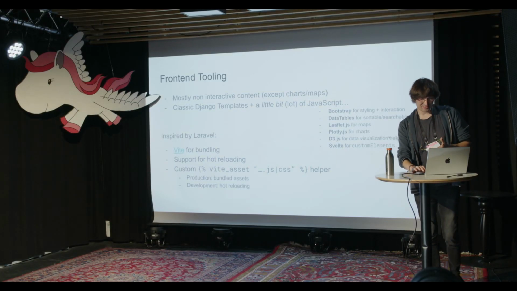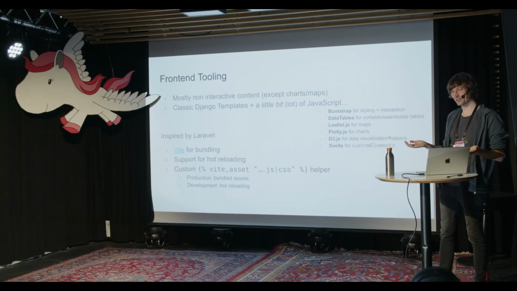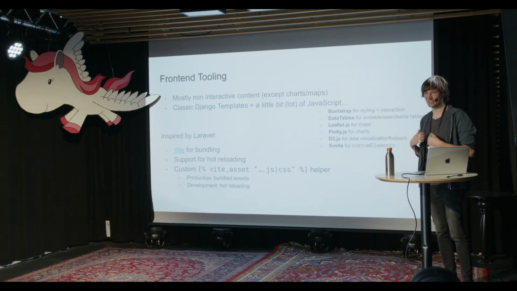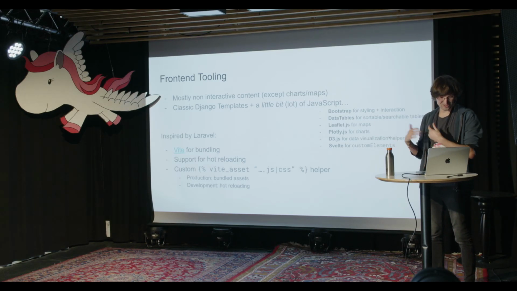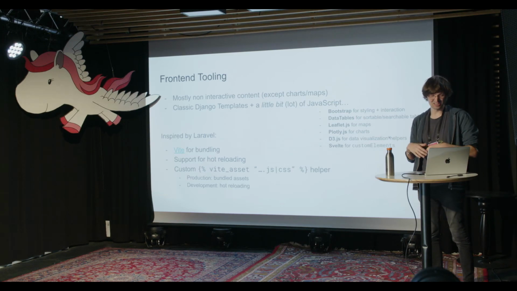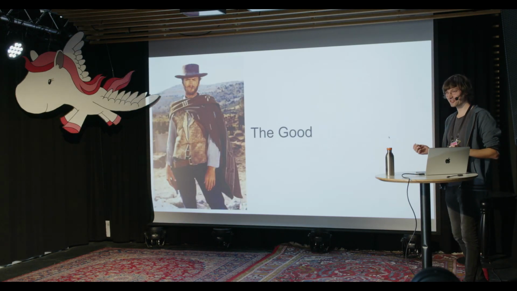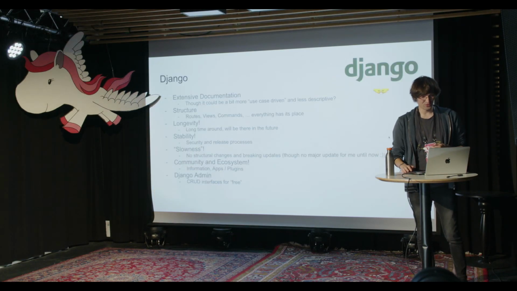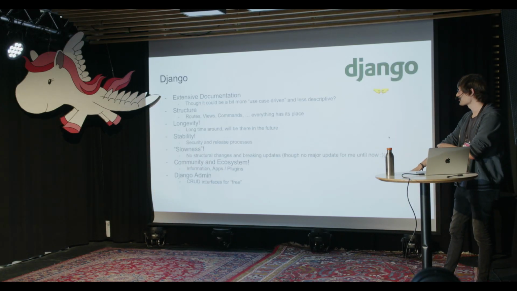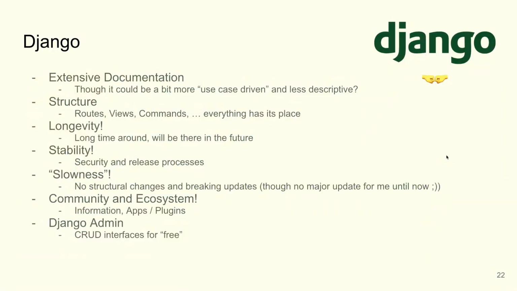But nevertheless, now I told you I'm not happy with Django. The documentation doesn't tell me what I need to know, and I need to write my own front-end tooling and stuff like that. Why am I still using it? So let's enter the good part, because actually I'm really quite happy with my decision to use Django in my project. I mean, I have extensive documentation. The only point is I would wish it would be more use case driven.